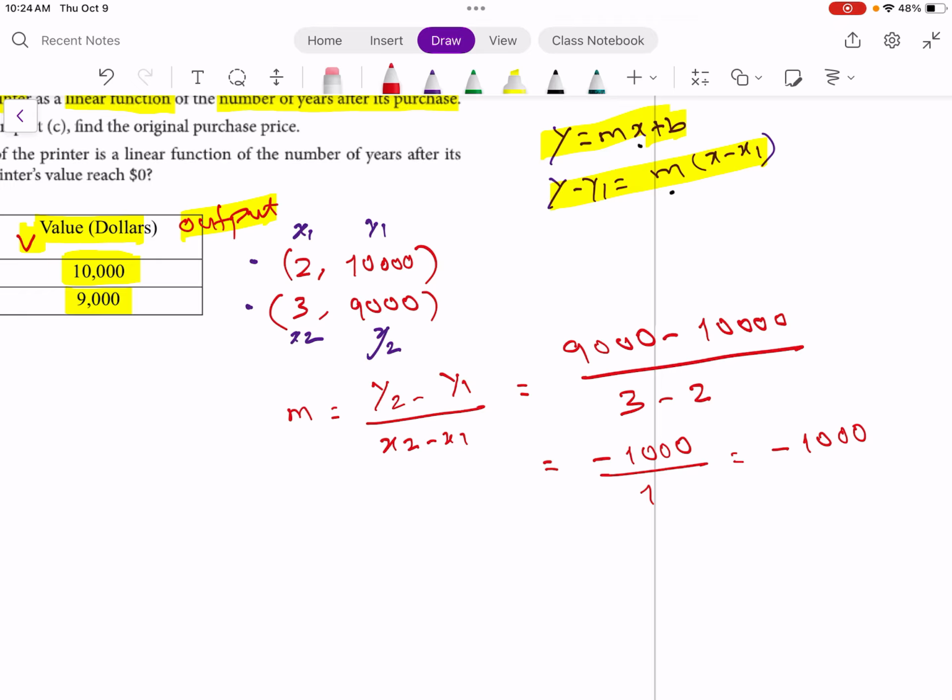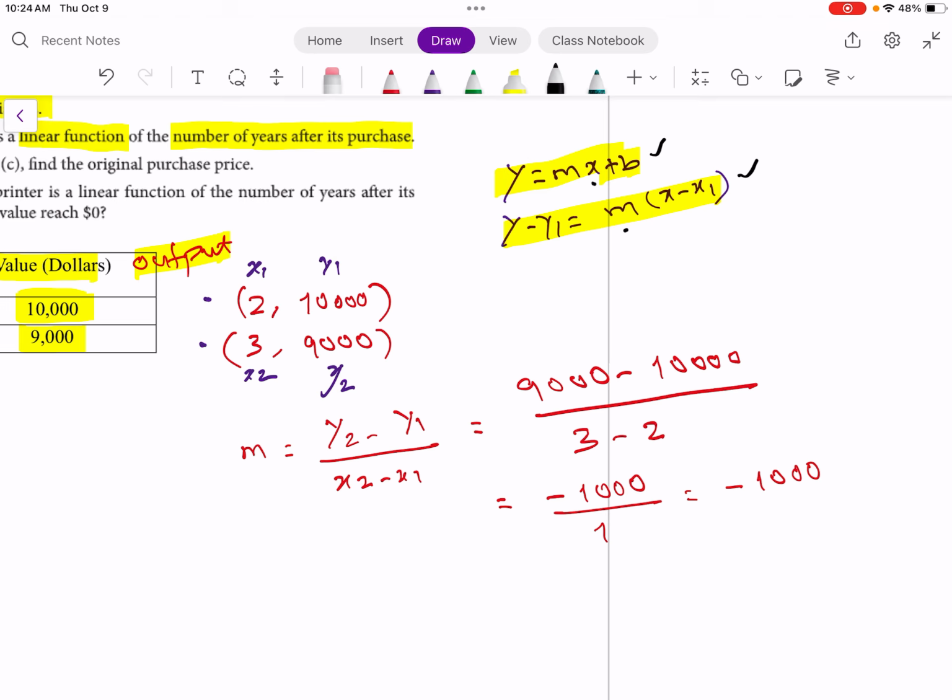So we have an input and an output, and together they are a point. We have two points, and we want to find the equation of a line that connects these two points, which will be our linear function. To find the equation, we need a slope m. We call them x1, y1, x2, y2, use the slope formula, and our slope is negative $1,000. Now, out of these two expressions, which one do we use to find the equation here? First one or second one?